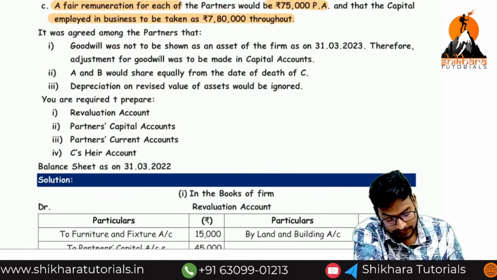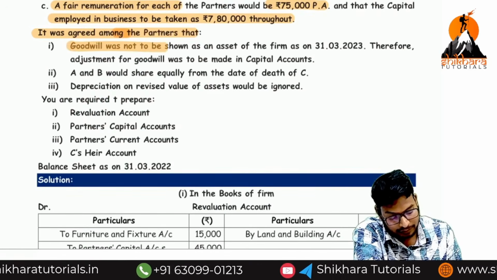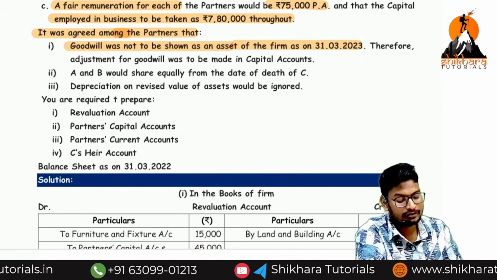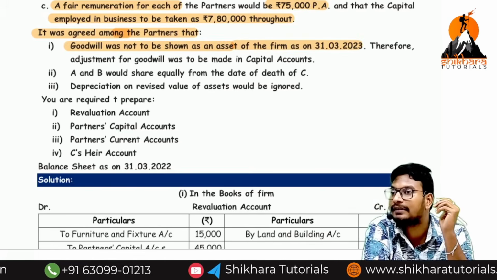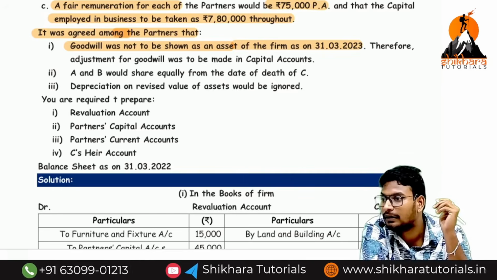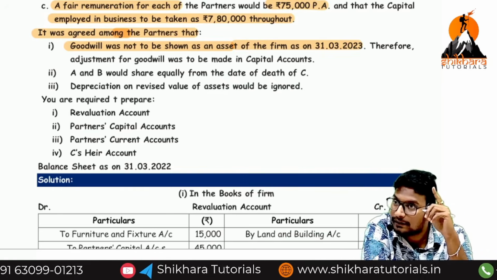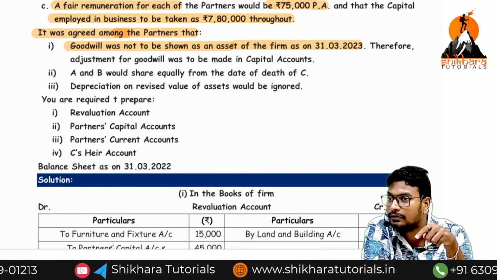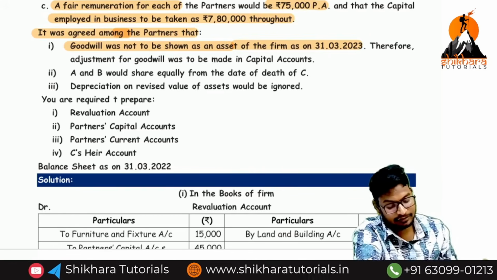Next one. It was agreed among the partners that goodwill is not to be shown in the assets of the firm on 31st March 2023. Not to be shown means what we need to do, amma? Raise and write off. While raising, all the partners. While writing off, new partners. Who are the new partners? He died, na? A and B are the new partners. What is the ratio, sir?